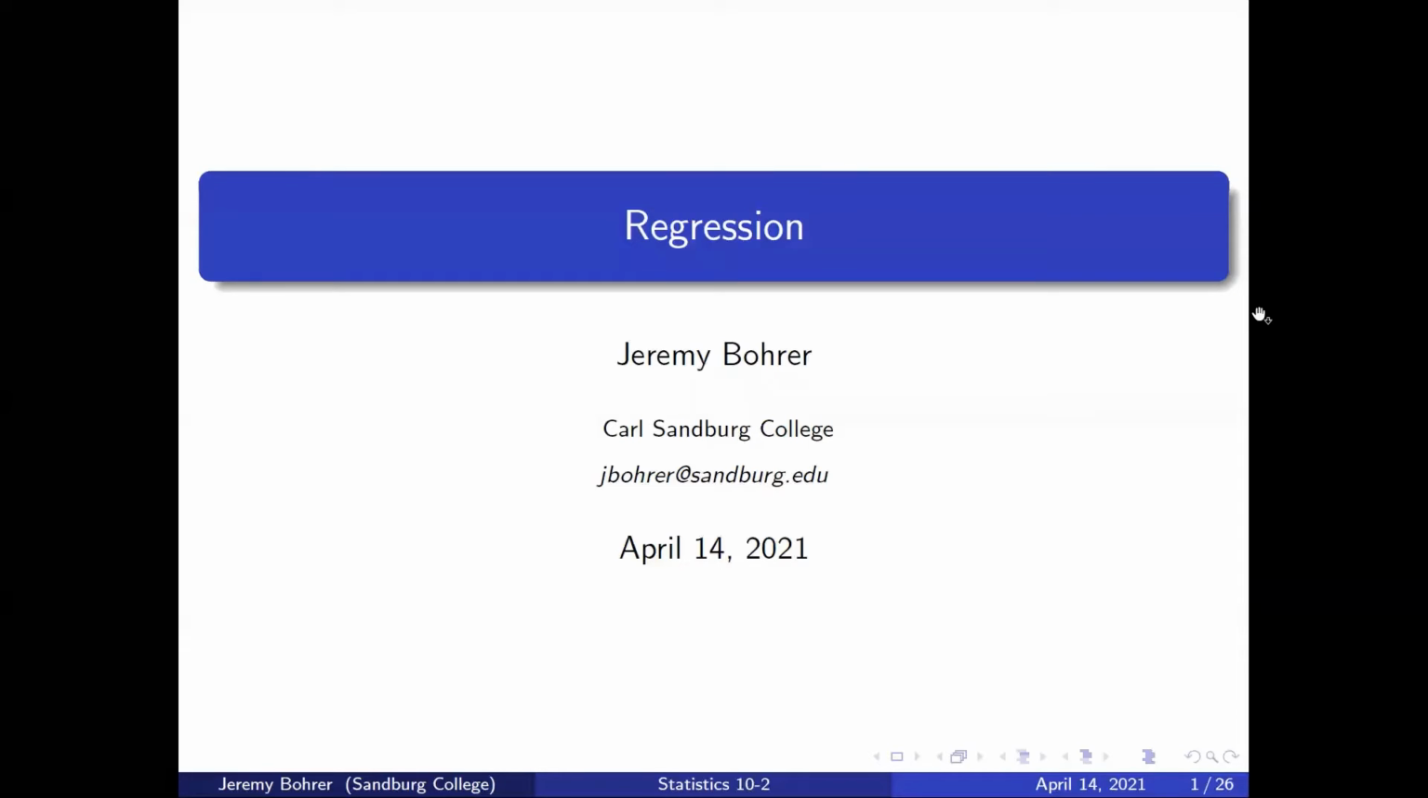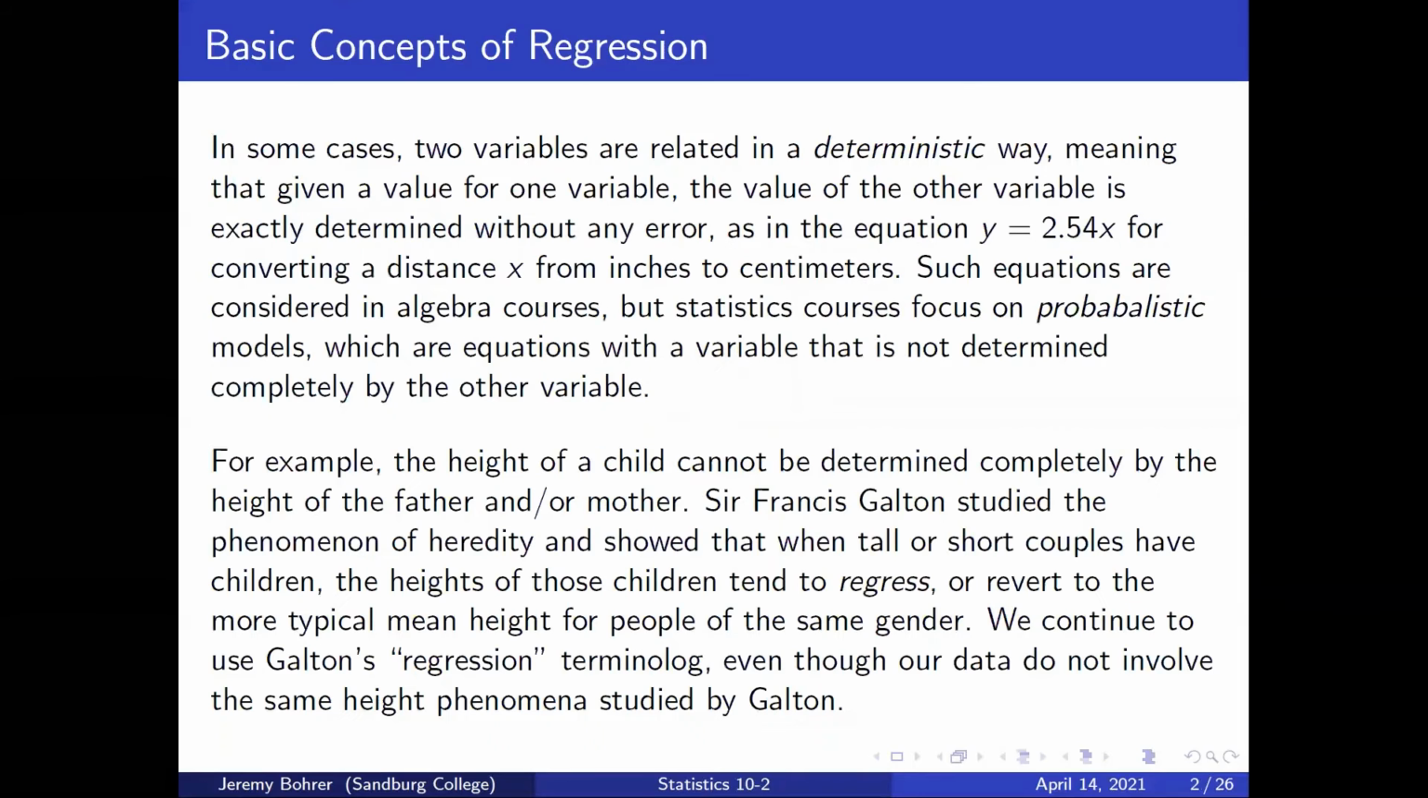In this video, we will discuss regression. In some cases, two variables are related in a deterministic way, meaning that given a value for one variable, the value of the other variable is exactly determined without any error, as in the equation y equals 2.54x for converting a distance x from inches to centimeters.